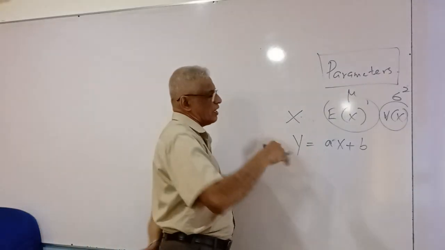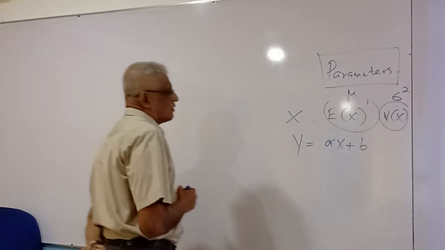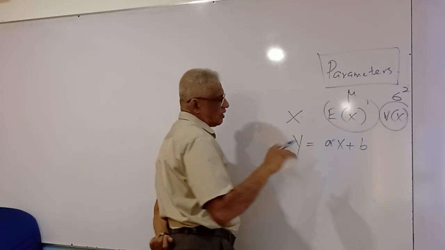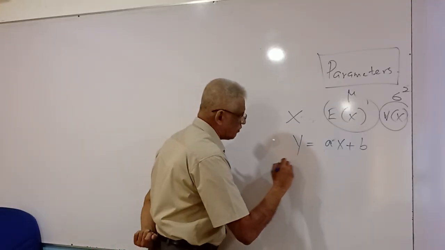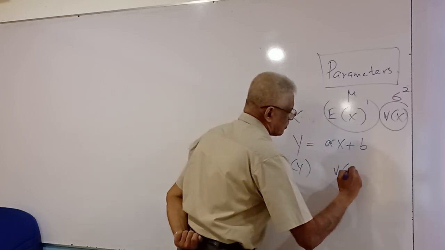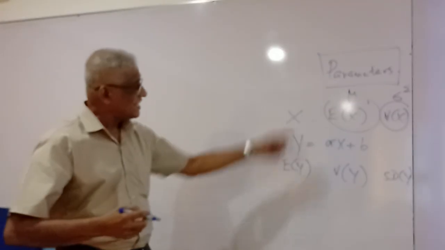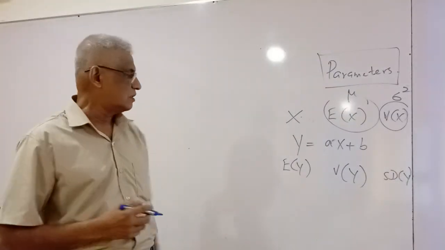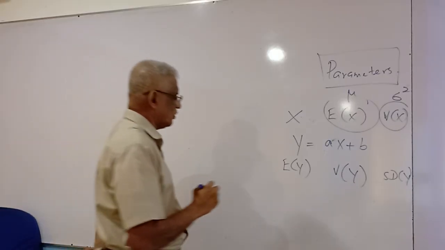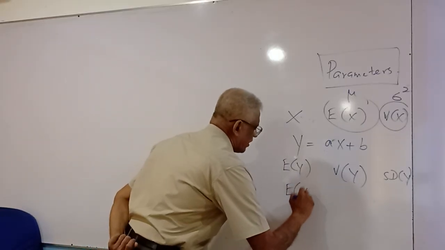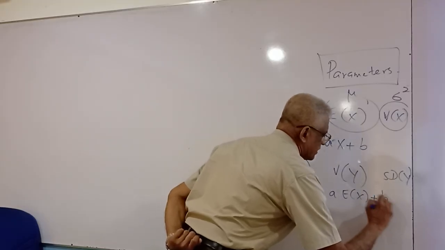So suppose x is a random variable whose expected value is mu and variance is sigma square, both unknown. And suppose we are now interested in a linear transformation y. Then theoretically we should be able to get expressions for the expected value of y, the variance of y and the standard deviation of y in terms of these quantities. One important theorem is that the expected value of y is equal to a times the expected value of x plus b.